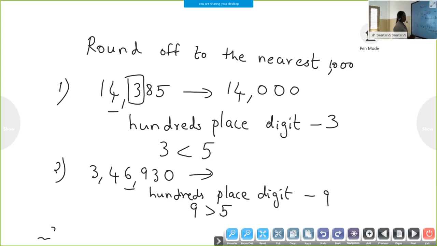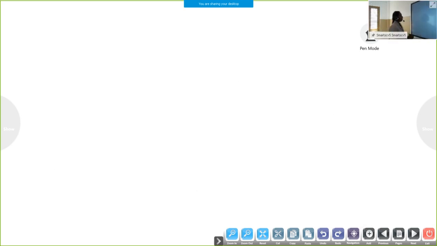The rule starts. What is the rule? We have to add 1 to the digit in the thousands place. So, when you add 1 to the digit in the thousands place, 6 becomes 7. And the remaining digits are 0, 0, 0. Is that clear? So, we will move to one more question.